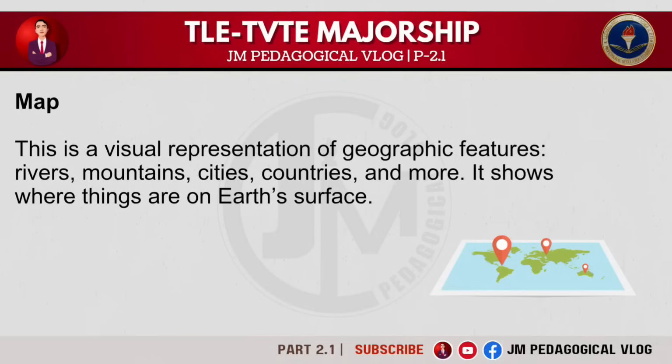Map. This is a visual representation of geographic features: rivers, mountains, cities, countries, and more. It shows where things are on Earth's surface.